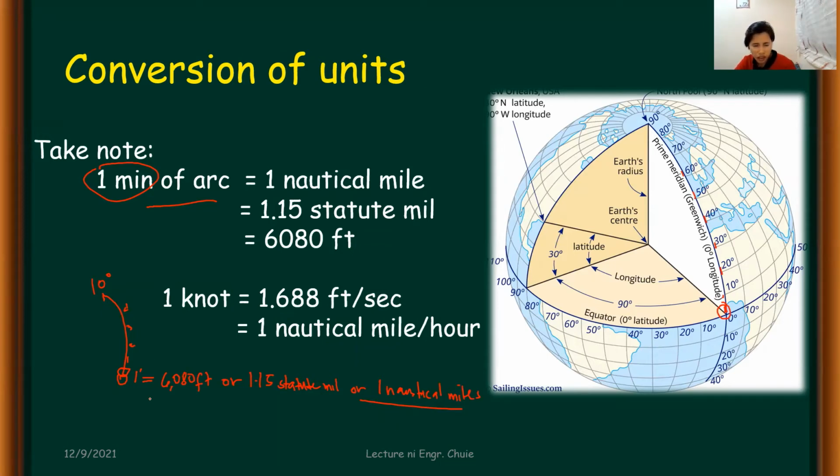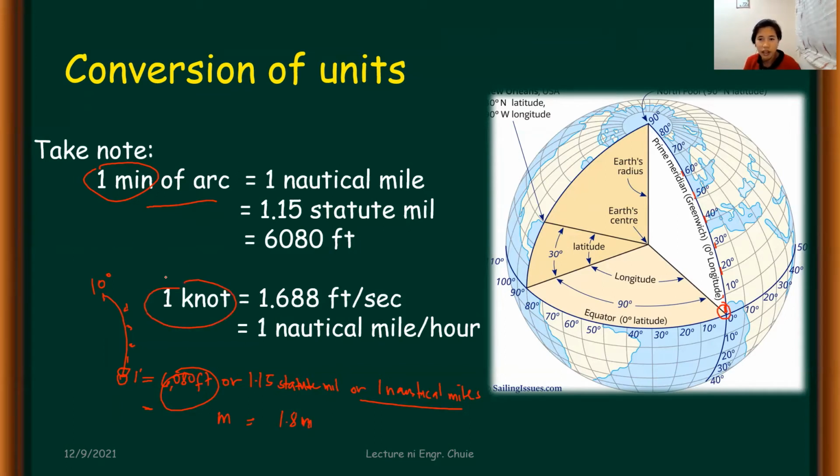So, some problems also use meters. So, just compute what is the value of this 6,080 feet into meters. I guess 1 nautical mile is equivalent to 1,852 meters. So just check the value. Okay, so 1 knot also. So this is the speed.